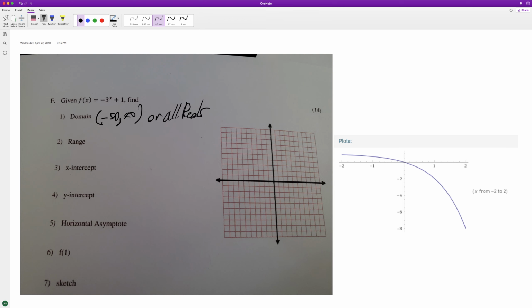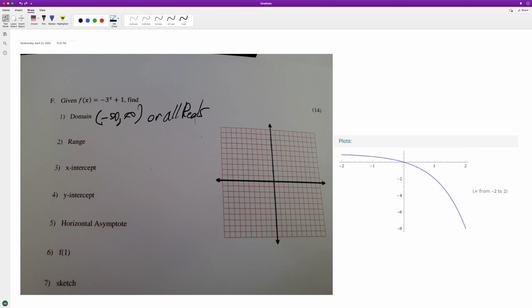All real values. And the reason why is there's nothing you can put in for x that's going to invalidate this or make it infinity or just invalid, like a 0 with a slash across it.